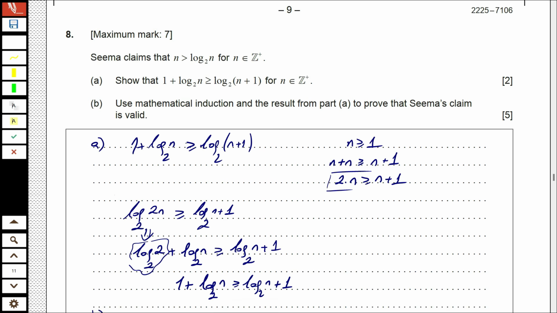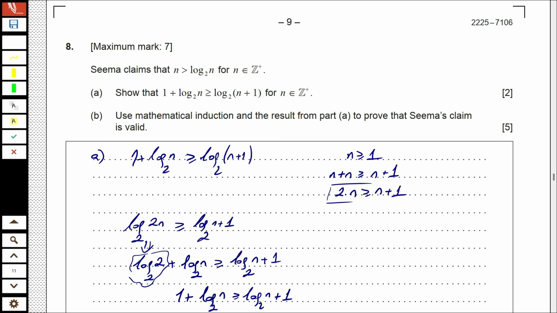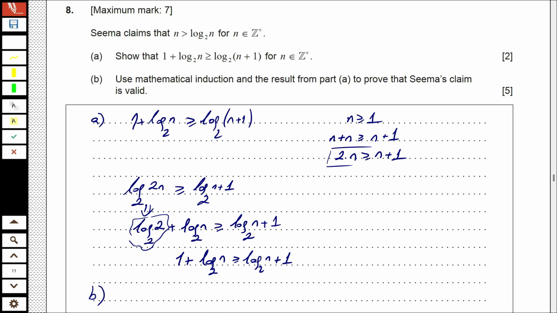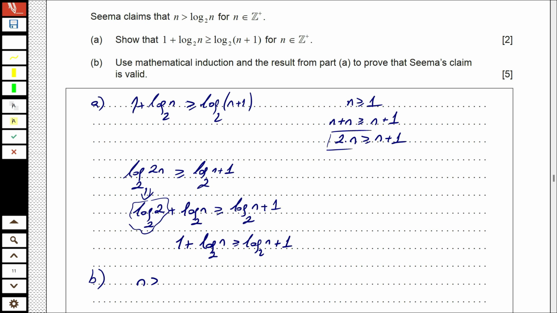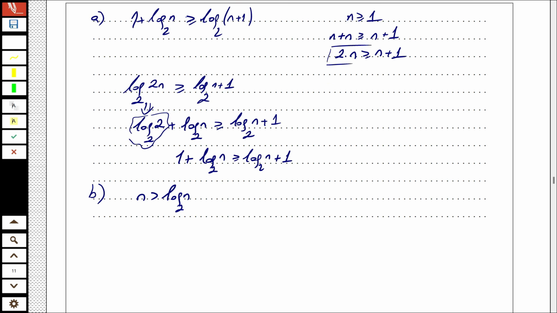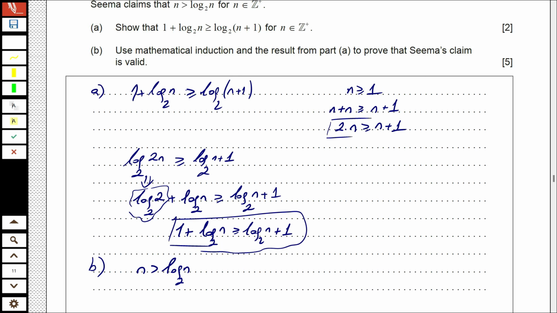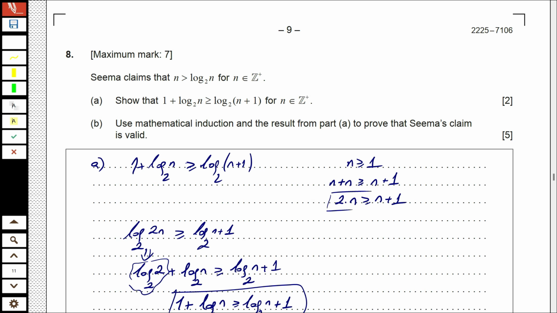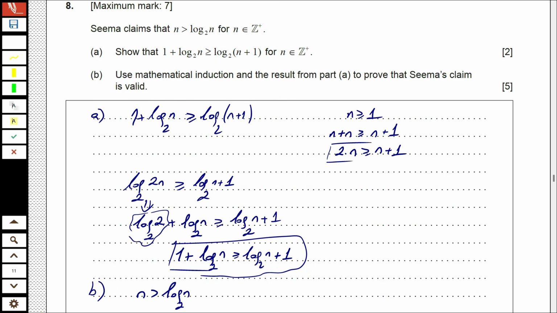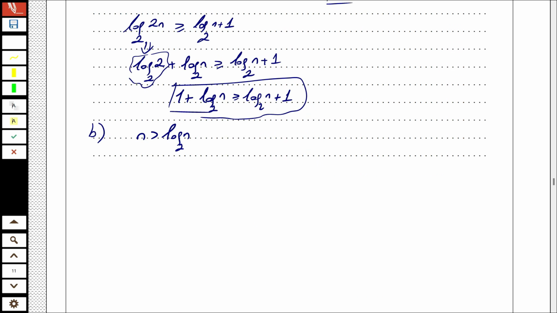And the second question, use mathematical induction and the result from part A to prove that Seema's claim is valid. Seema's claim is that n is greater than log base 2 of n, right? So what we found at the first question, this inequality, and I will use mathematical induction to prove that. So how are we gonna use mathematical induction? You will just start by checking if for n equal 1 this inequality is true. Yeah, this is true because this means 1 is greater than 0, because log base 2 of 1 is 0. So you can say that for n equal 1, this inequality is true.